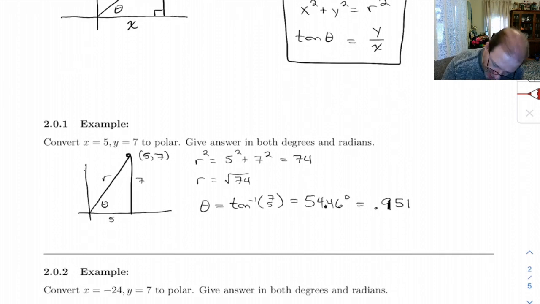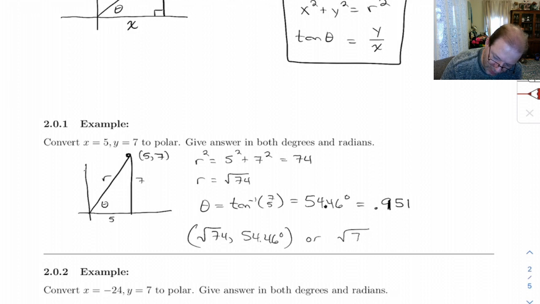So my answer is going to be root 74 and then 54.46 degrees, or root 74, comma 0.951.